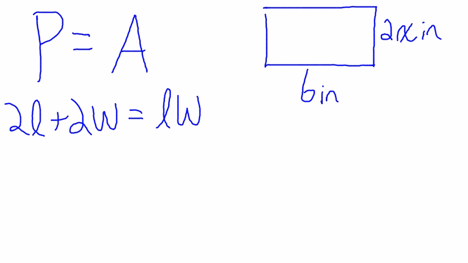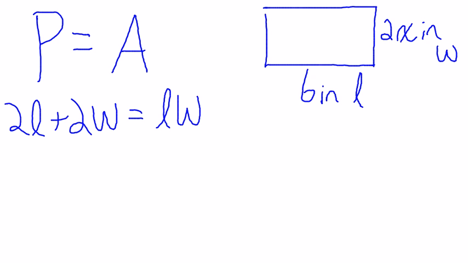We'll go ahead and call this 6 inches the length, and we'll call this 2x inches the width over here on the side. So this problem is actually pretty simple. It just involves a little bit of substitution, a little bit of combining like terms, and of course getting all of our like variables to the same side.